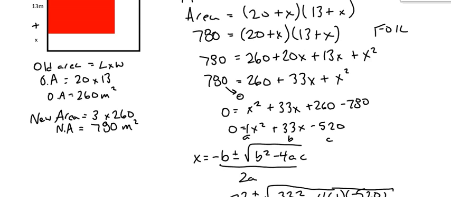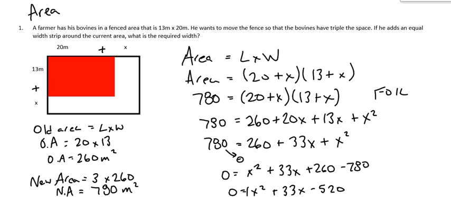So go back up to the top here. If I make this side 11.65 and this number 11.65, when I put them in, I get 20 plus 11.65 times 13 plus 11.65.